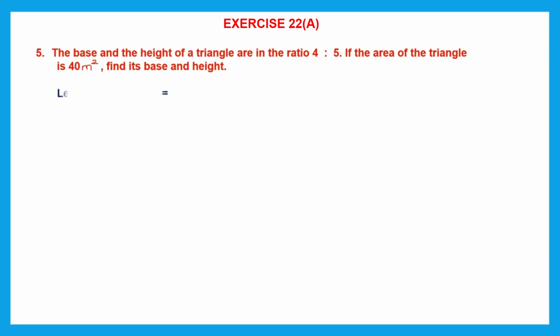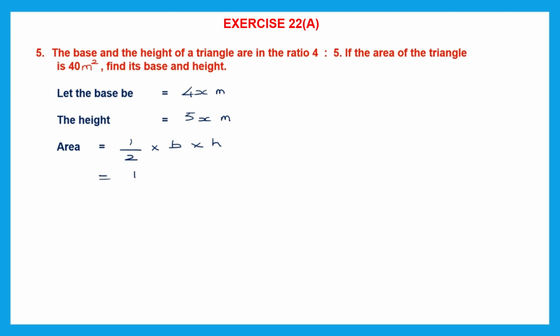So in that case, let's consider the base to be 4x meters and the height to be 5x meters from the ratio. Now we can find the area of this triangle because we have the base and the height. We can use the formula half base into height. So let's substitute. 1 by 2 into the base is 4x and the height is 5x. Let's cancel what we can. So here 2's are 4. Now the area we've already been given is 40 meters square.